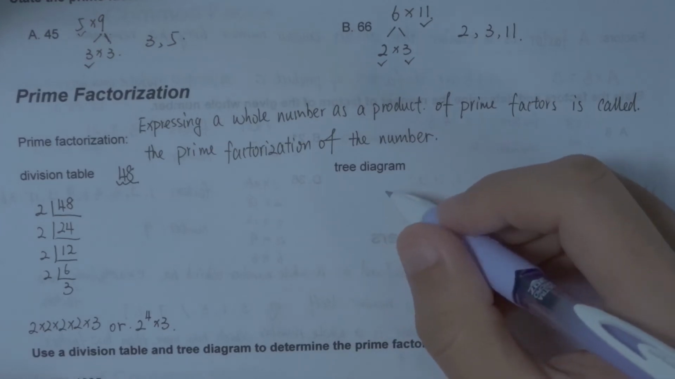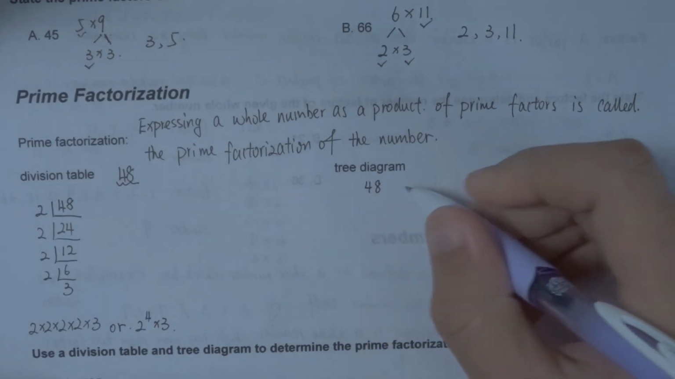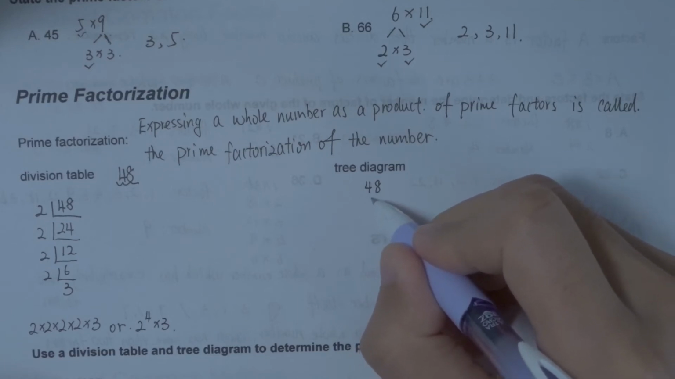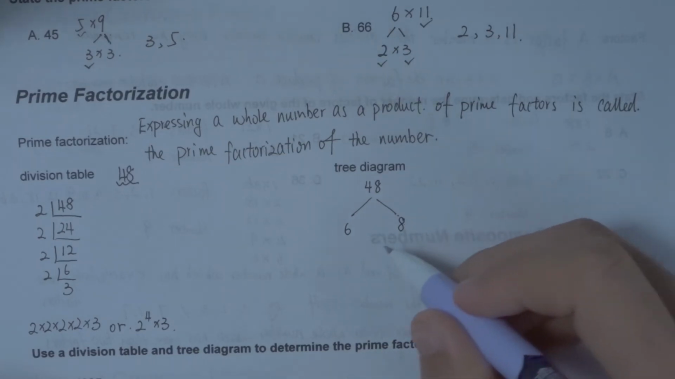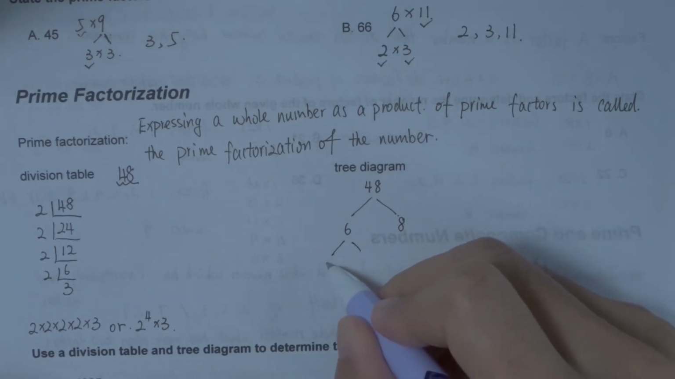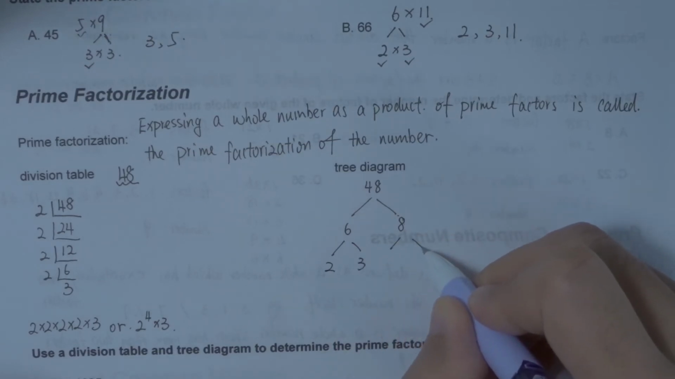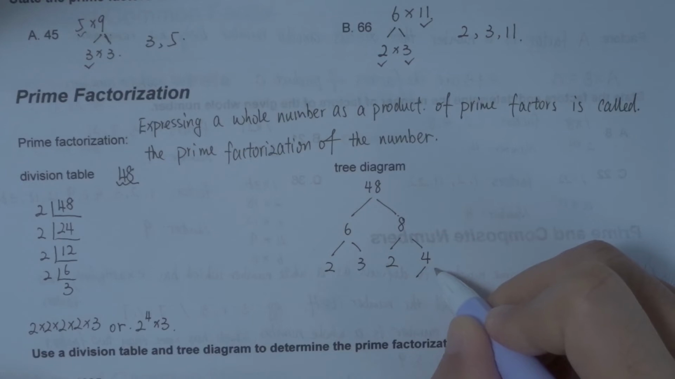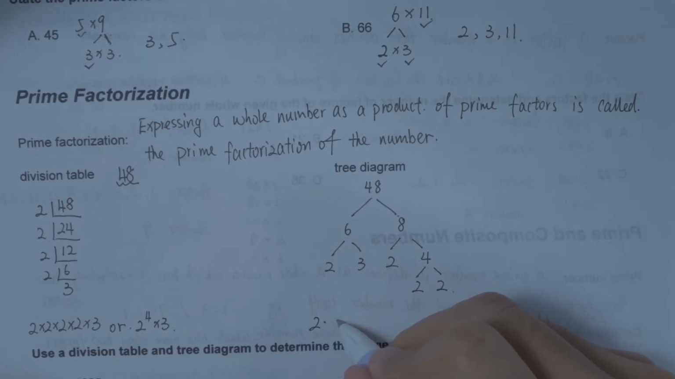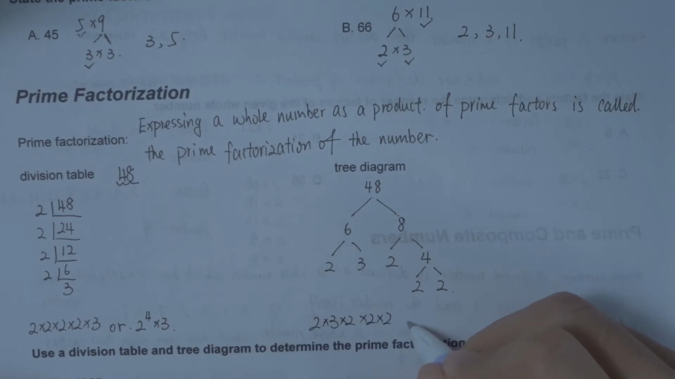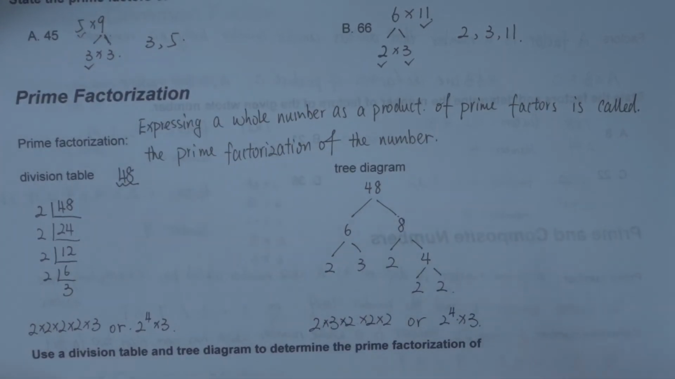And for the tree diagram, we break the number into 2 parts each time. So the 48 we can break into 6 and 8. For 6 we can break into 2 and 3, and for 8 we can break into 2 and 4, and 4 we can break into 2 and 2. Then we can write 2 times 3 times 2 times 2 times 2, or 2 to the 4th power times 3, and these two answers should be the same.